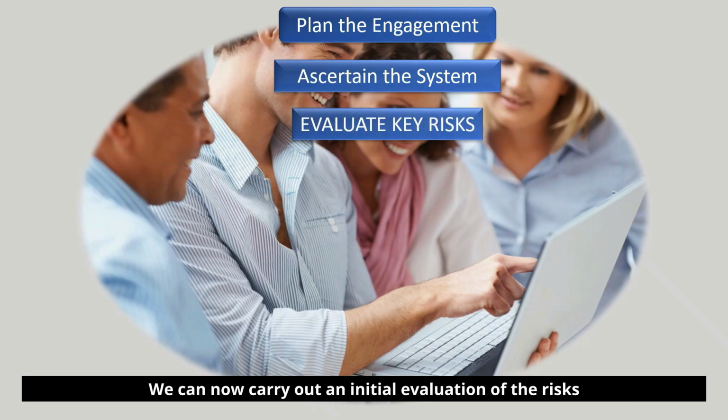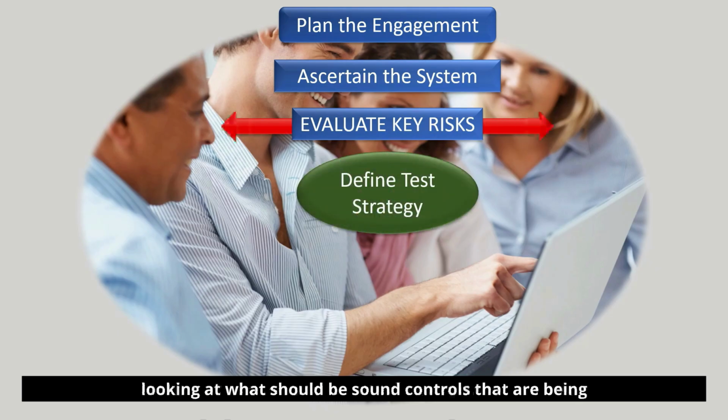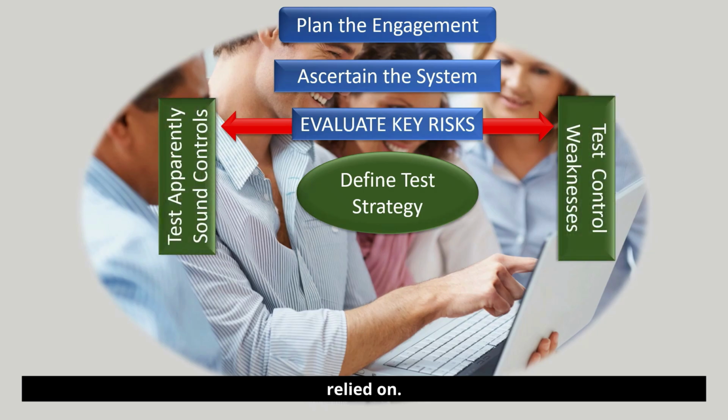We can now carry out an initial evaluation of the risks impacting the area in question, along with the required controls, so the auditor's time and effort can be directed towards high-risk aspects. We can now define the test strategy, which is about looking at what should be sound controls that are being relied on. The idea is to ensure they're working properly, while also exploring parts of the business where controls are weak and key risks may not be being properly mitigated. Testing allows you to identify the degree of actual error, abuse, failure, and other such risk exposures. Don't forget about compensating routines that may be used to cover known gaps in official controls.